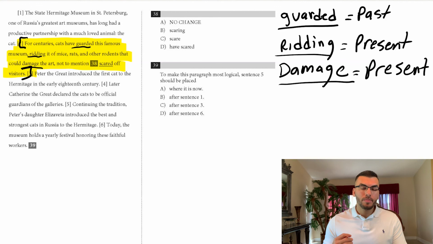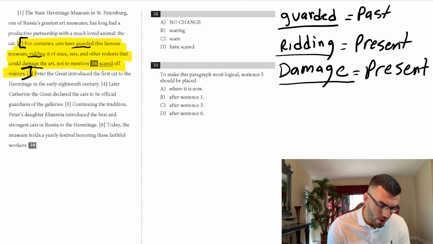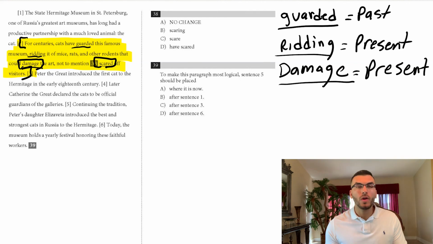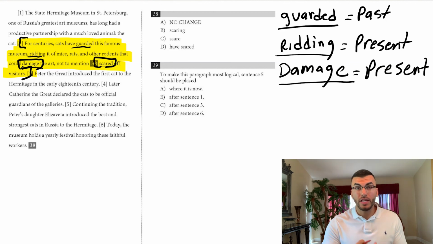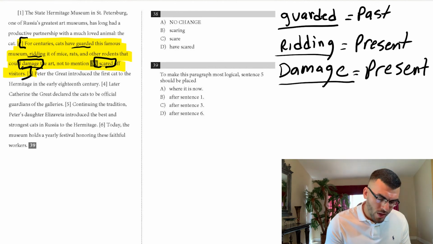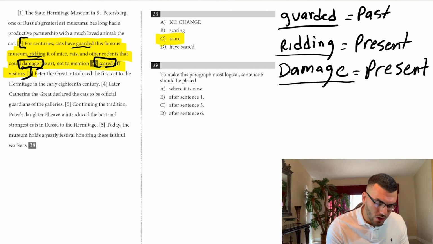So what you want to do is, because we have a lot of different verbs going on here with different tenses, you want to look at the string of verbs that's closest to the underlined portion. So other rodents that could damage the art, not to mention scare off visitors. So we want something that matches damage because it's closest to the verb in the string of verbs, and it's a continuation of that thought. Choice C, scare, which is also present tense.